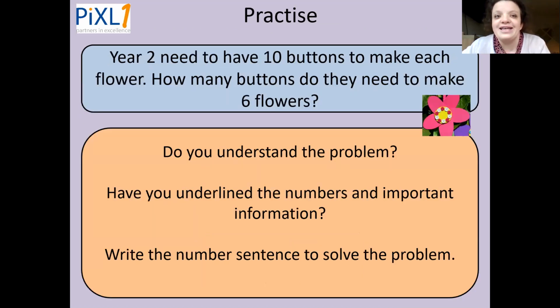So, Year 2 need to have 10 buttons to make each flower. So on each flower, they need to stick on, in the picture you can see 10 buttons. How many buttons do they need to make 6 flowers? Do you understand the problem? Underline the key words you're going to need and the key numbers, and then write down your number sentence. They've got 6 flowers. On each flower, they need 10 buttons. Have a go, draw it, write it, solve it. Pause me now.